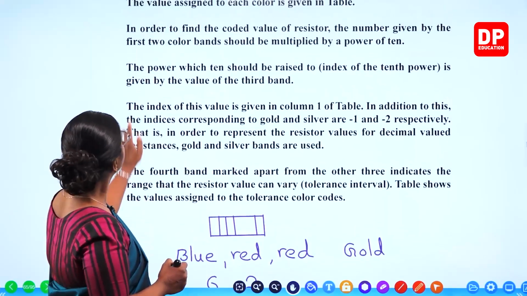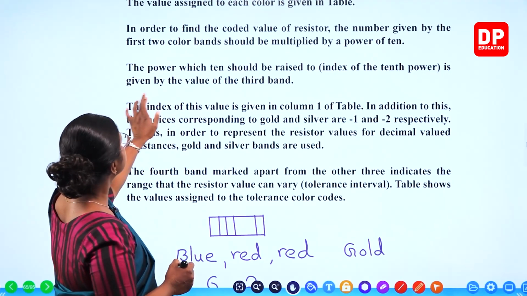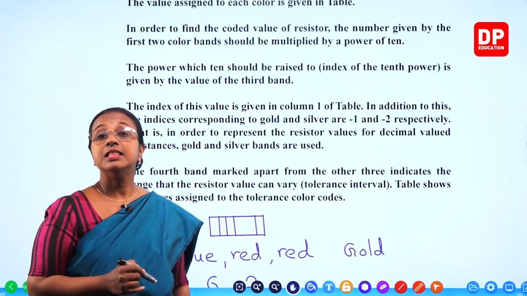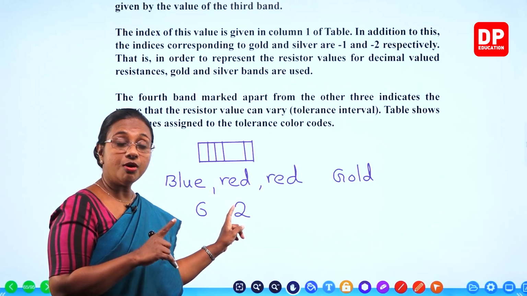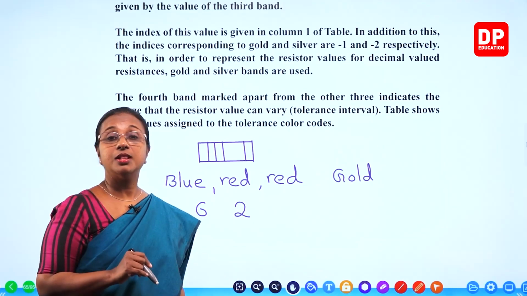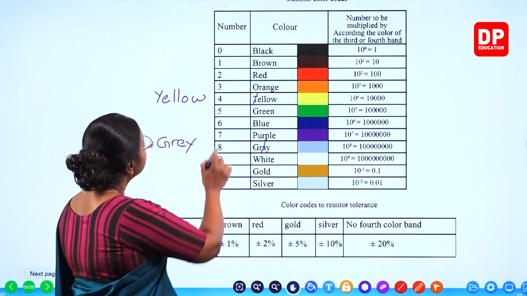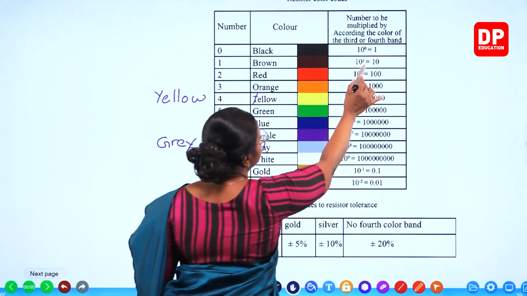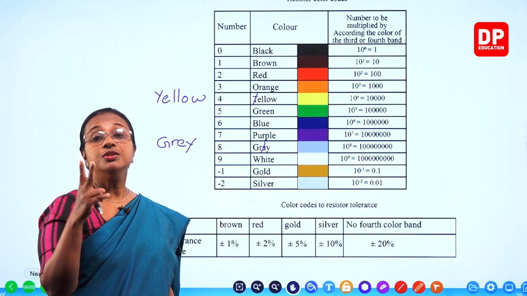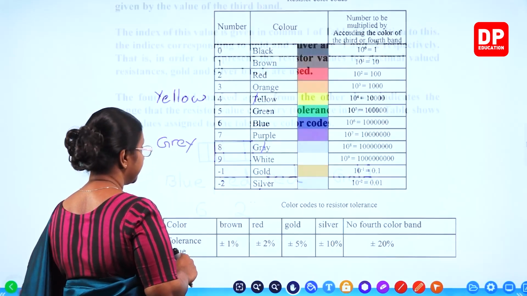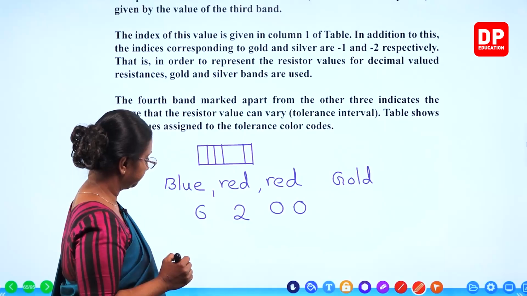Then what do we do? The power to which 10 should be raised, the index of the 10th power, is given by the value of the third band. Again, the third band is also red. I told you all the number and the power index are the same. We will check it again. Here you can see number 2, here 10 to the power of 2. 10 to the power of 2 means 100, 2 zeros. So what you do is you add 2 zeros here.